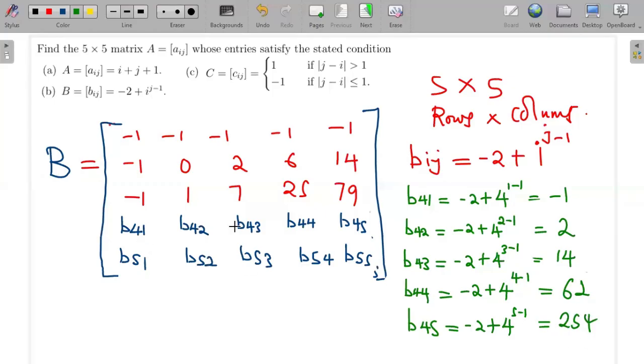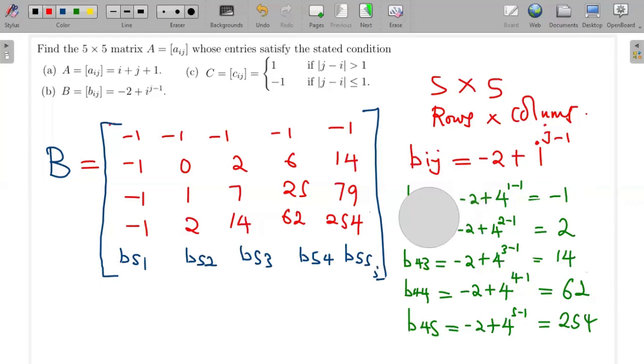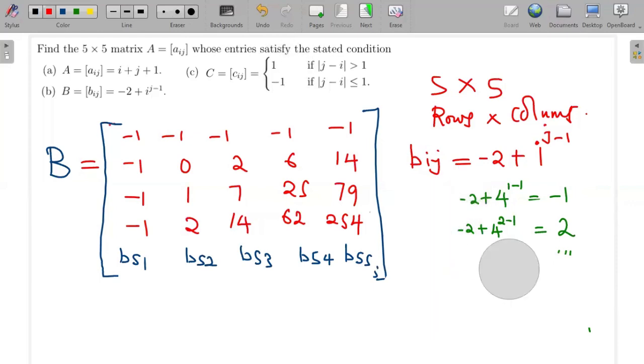So I'm going to replace this fourth row with these guys here. So I'm just going to erase this part. Okay. And then I put in minus 1, 2, 14, 62, and then 254. Okay, so just remaining with the last row, which is the fifth row. So let's find the entries in the fifth row.